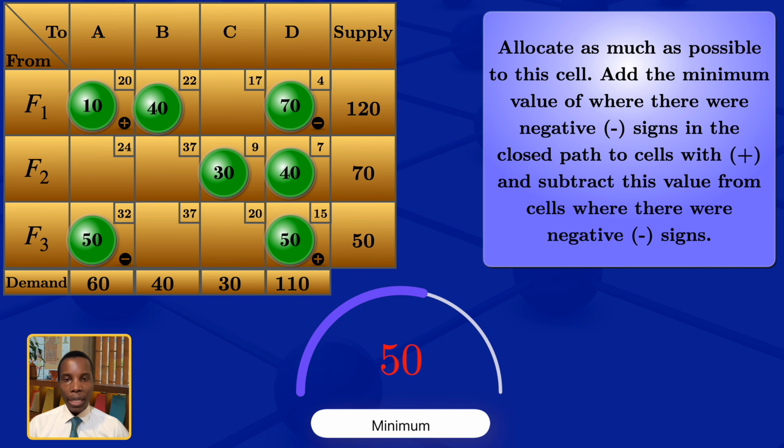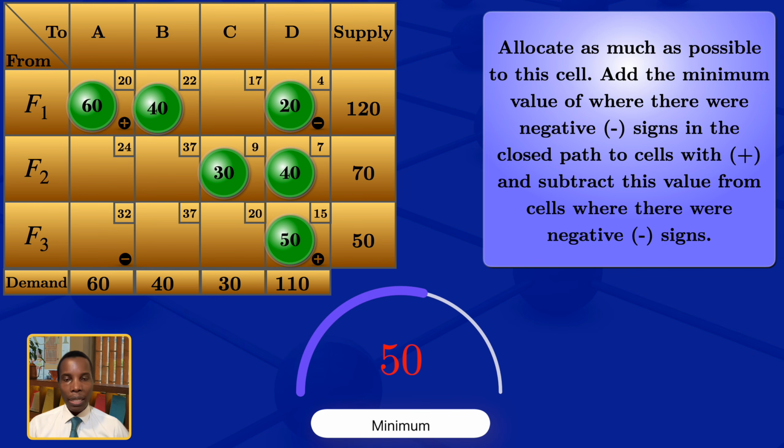But we also add that 50 units to the cells that have a plus. So the other cell that has a plus is this one here. So we add the 50 there. So the 10 plus 50 gives us a 60. So we remove the 10, then now put a 60. Then on the cells that have the negative signs, we go on and subtract the 50. So we subtract 50 here, we get a 0, so this goes away. Then here we subtract 50, then we remain with 20. So that will be the allocation there, 20 units.